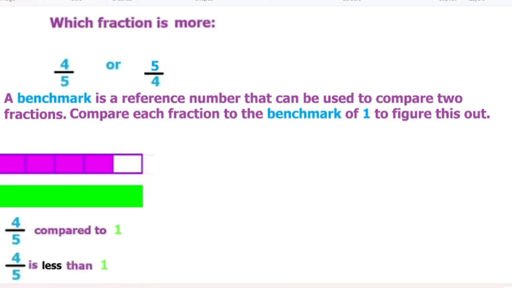Now let's do the same for the other one. But first let's look at the fact that 4 over 5 is less than 1, right? So 4 over 5 is less than 1.